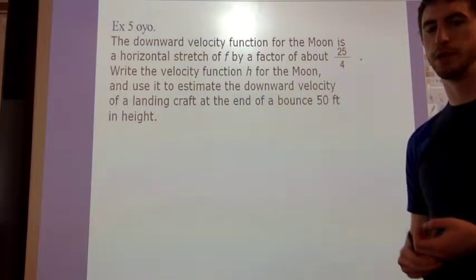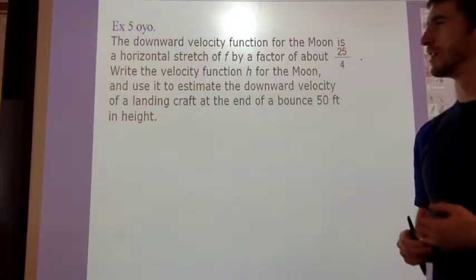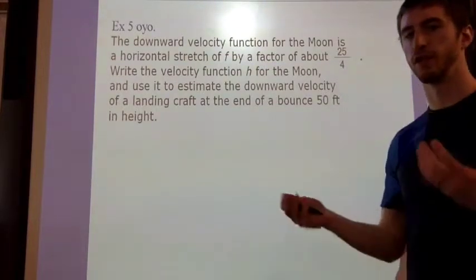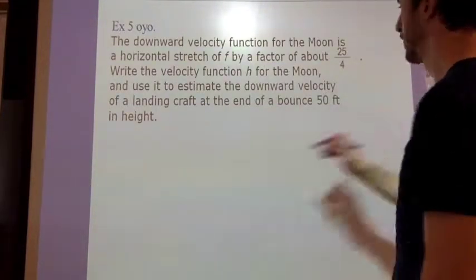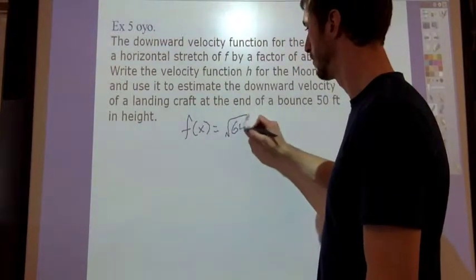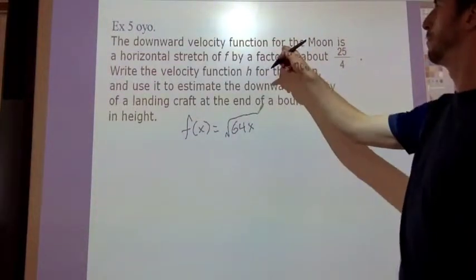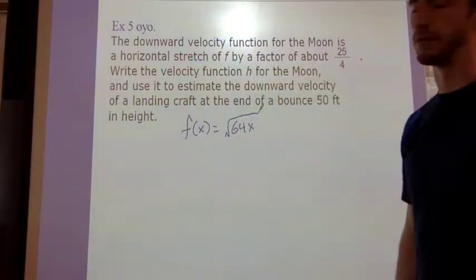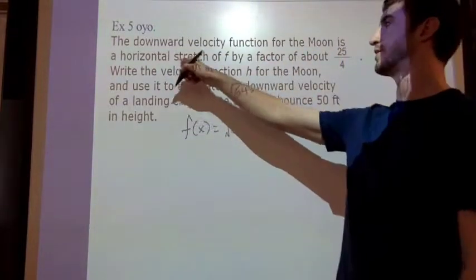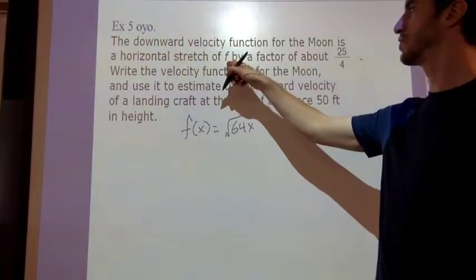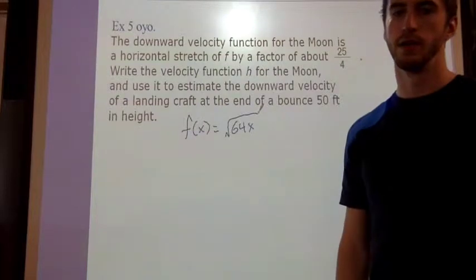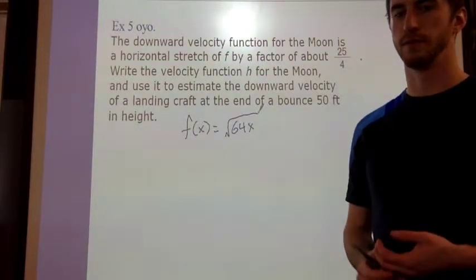Okay, this one is for you to try by yourself. And this is using the same parent function for the gravity of Earth. So that's going to be f of x equals square root of 64x. Okay, but this is going to be for the moon. So it says the downward velocity function for the moon is a horizontal stretch of f, which is this. Horizontal stretch by a factor of about 25/4. So go ahead and read the rest on your own and do it by yourself.